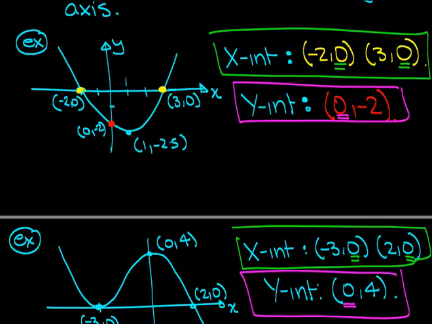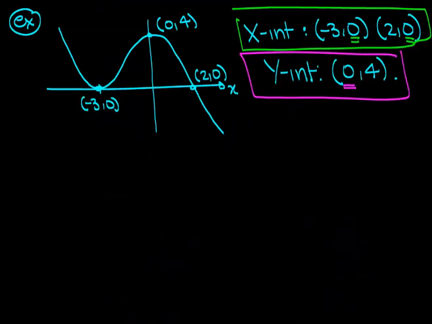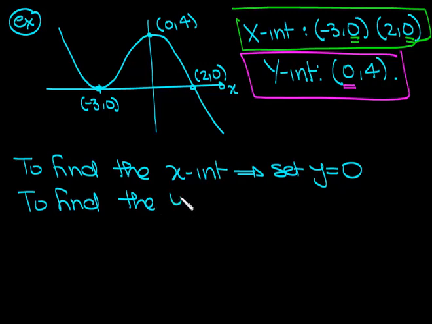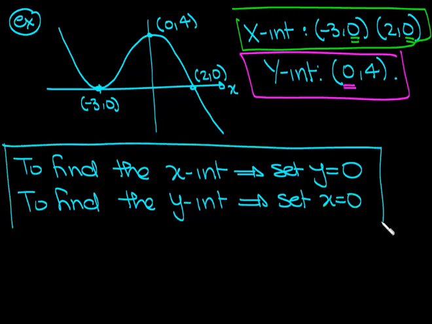So let's write that down and then take a look at a couple examples on how to find the x and the y-intercepts. Okay, to find the x-intercept, we set y to 0, and to find the y-intercept, we set x to 0. So these are the two ways we can find the x and the y intercepts.